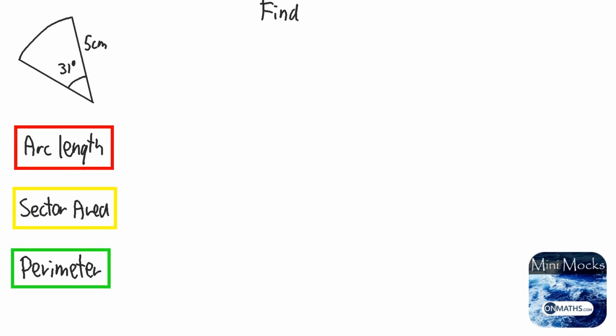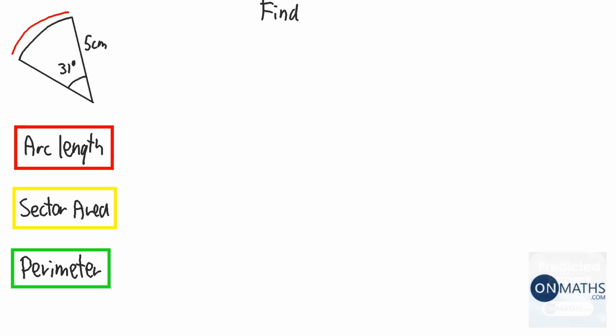Okay, so in this question we're given a part of a circle. We know that the radius is 5 centimeters, and we're given 31 degrees of it, and we're asked to find the arc length. Now the arc length is the circumference of the circle. It's basically this bit here, but it's not the circumference of the full circle, it's a bit of the circle, and a bit of the circumference is called the arc. So let's do that one first.